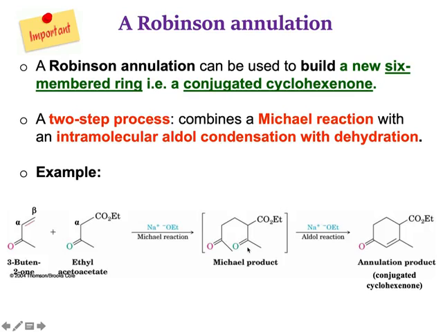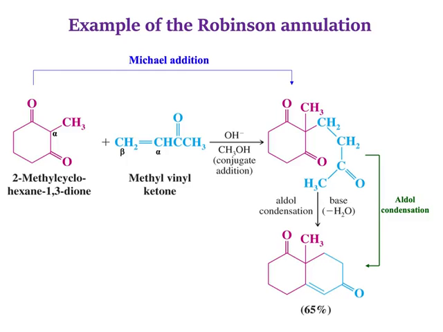Okay, followed by the 1,2 or 1,4 addition. So continue with the Aldol reaction, and you get the annulation product. This is the annulation product. Okay, at the same time, it cyclizes. Okay, an example of Robinson annulation.